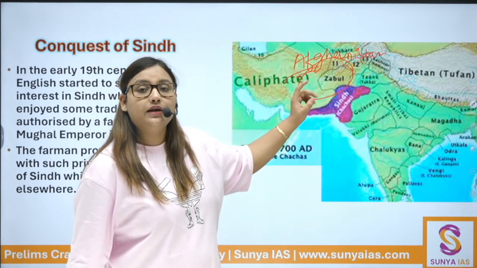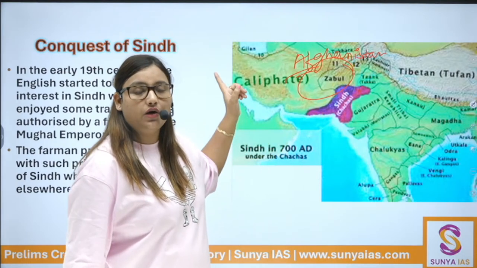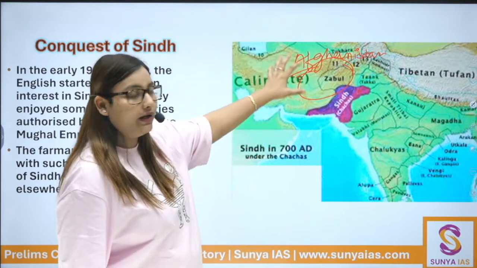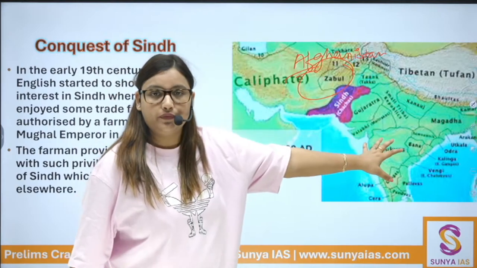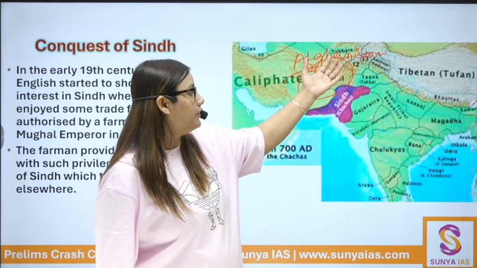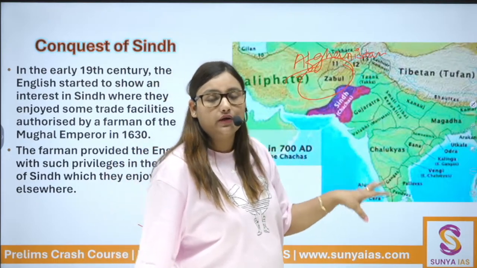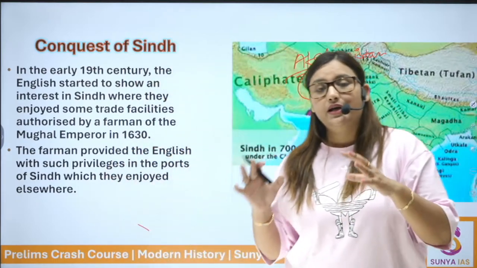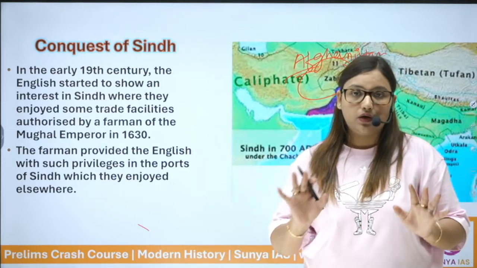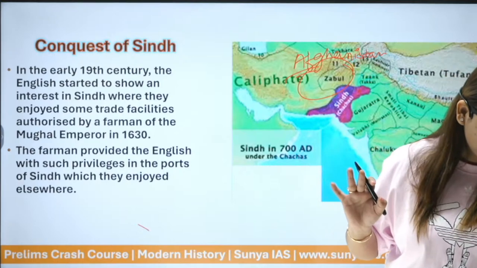control, so that no attack from Russia or any other country could happen in India, because if anyone comes to India, they can come from this area only, right? But they won't be able to come from this area anymore, because already Afghanistan, Sindh and everything would be under the control of EIC. That's why EIC started the Anglo-Afghan wars. Got it? The reason behind the Anglo-Afghan wars. Clear?